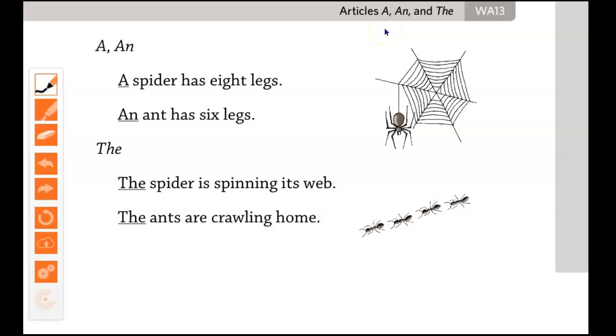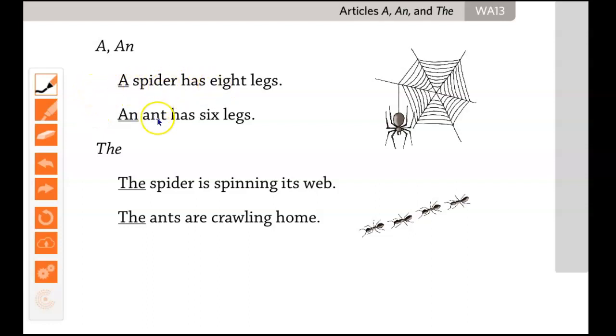And when you do writing, we use these words all the time. And when you do reading, they're some of the very first sight words that you guys learn. All right, so in the first part, we're going to look at the two articles, a and an. And there are different times in your writing that you would use one or the other.